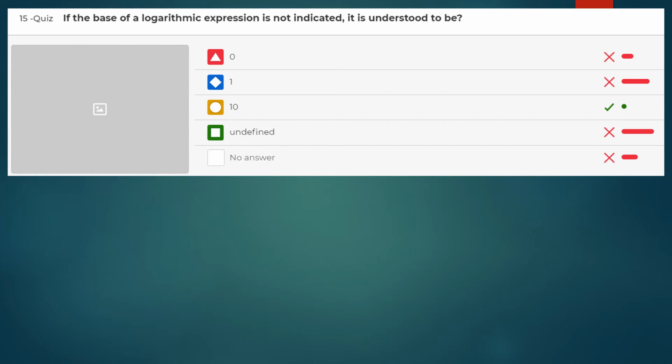Next one. If the base of a logarithmic expression is not indicated, it is understood to be, parang isa lang yata ito nakakuha ng tamang sagot. The correct answer is, of course, 10. Okay? Take note of that. Pag hindi indicated ang base ng ating logarithmic function, it's understood to be 10. Okay?